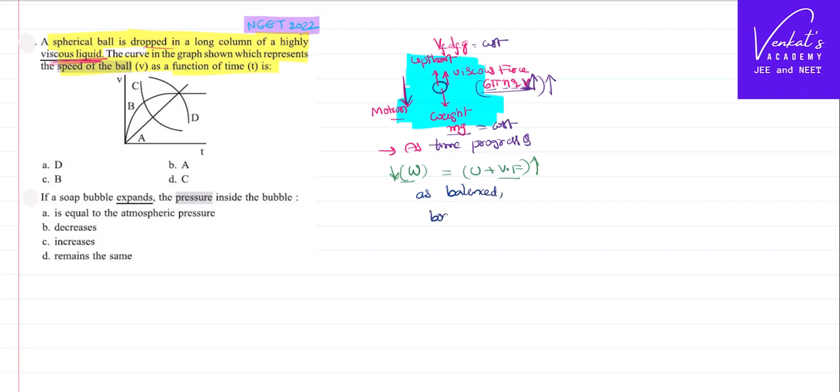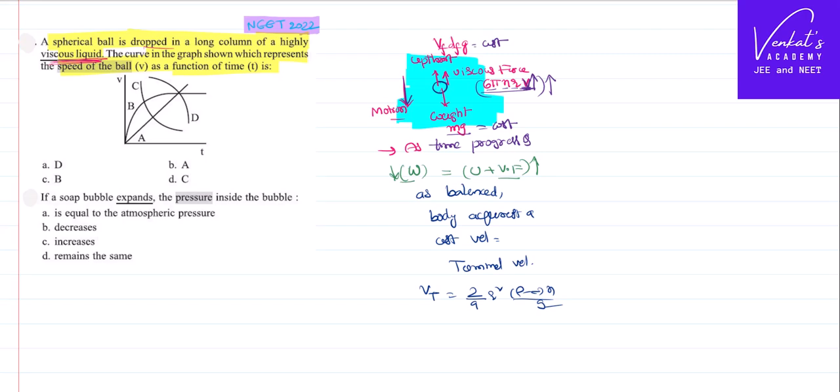So when balanced, the ball or body acquires a constant velocity, called terminal velocity. There is a derivation for that. I am not going to derive it, but I can write it for you: 2 by 9, r squared, rho minus sigma, by eta, something like that. The most important thing we need to understand is that initially velocity increases and later velocity remains constant.